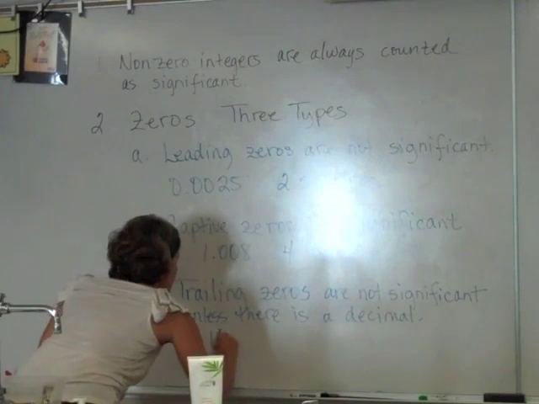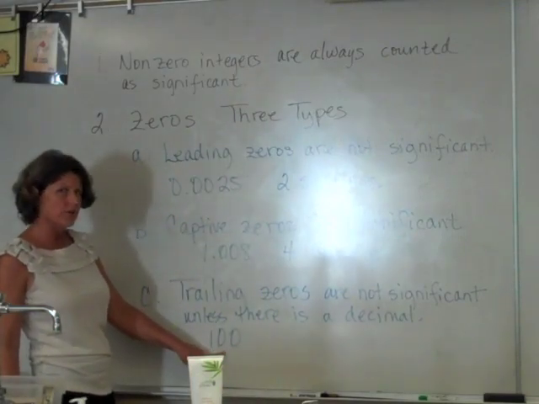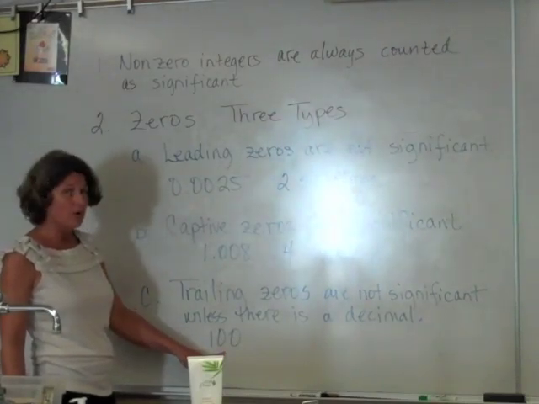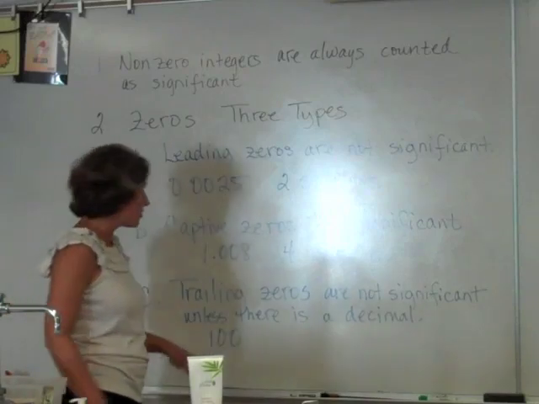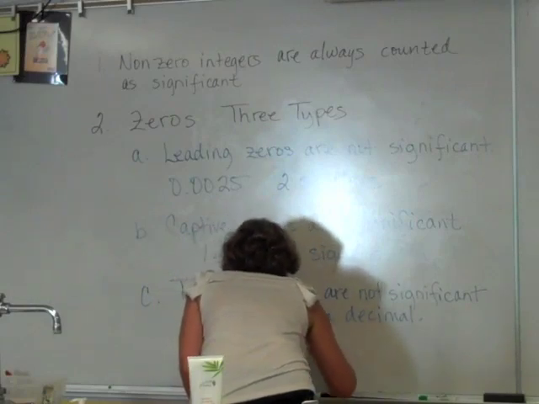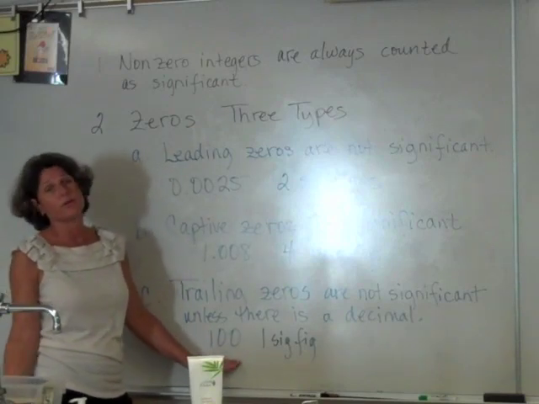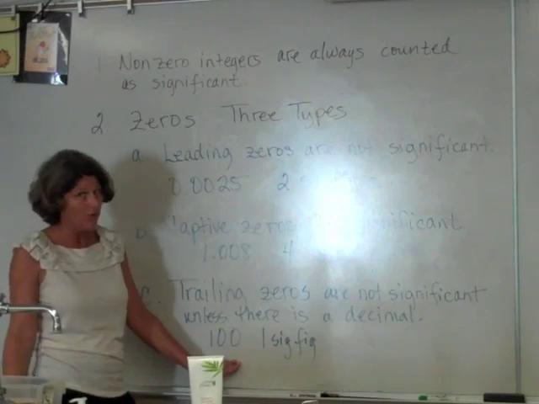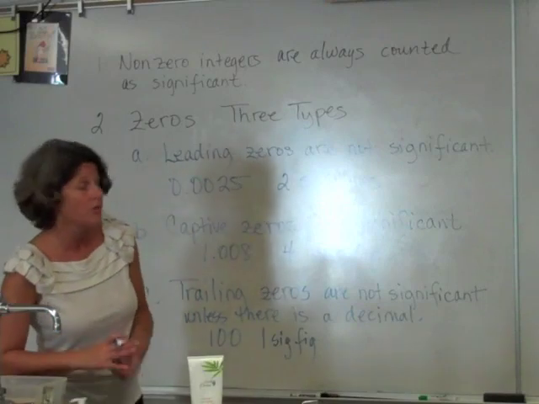So 100. Notice I've got 2 trailing zeros. They're at the end of the number. There is no decimal point in this number. That means this thing has only 1 significant figure, this integer right here. 1 sig fig. Because without the decimal point, we don't know whether or not this is an approximation. It might be an approximate number, not an exact number. So to report an exact number, we use a decimal.